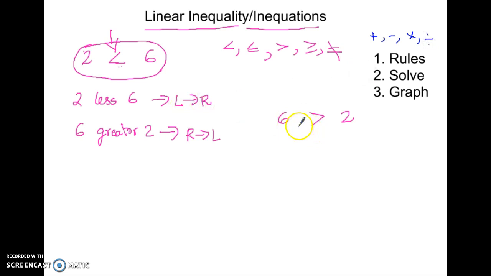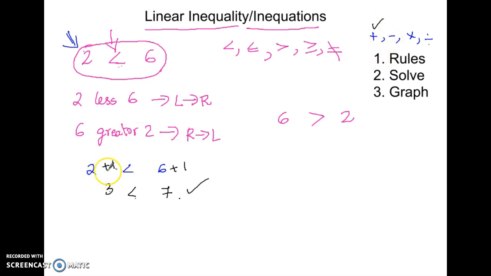So let's do some very quick examples. I'm just going to use the first inequality that we used over here. We have 2 less than 6. What's going to happen to this inequality? Let's say if I'm going to be adding 1 on both sides. So when I add 1 here and when I add 1 here, it just becomes 3 on the left side and 7 on the right side, and the inequality remains true. 3 is still less than 7. So it doesn't really change. Addition doesn't really change an inequality.